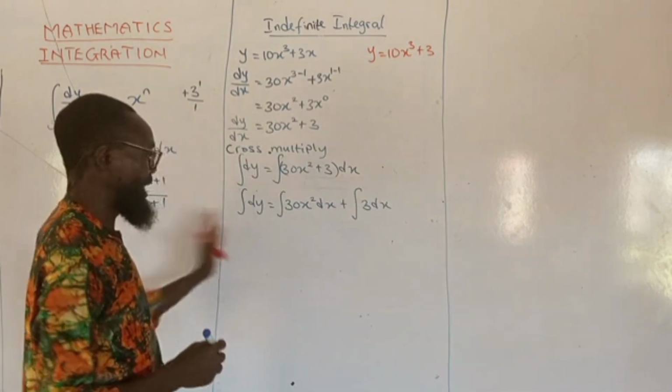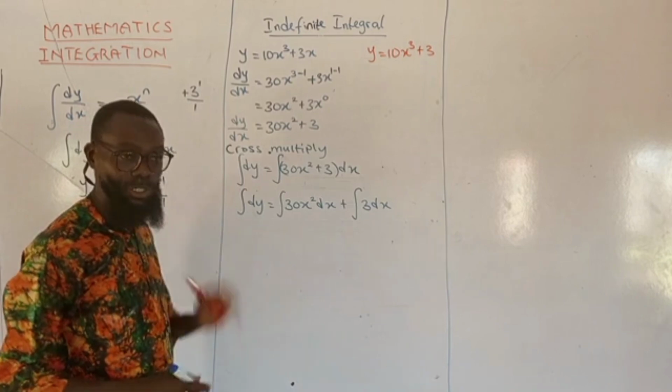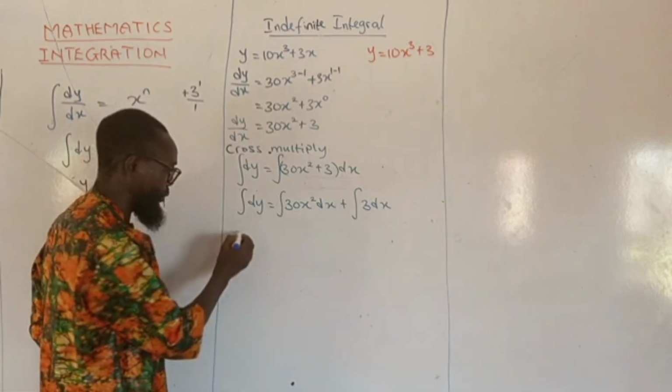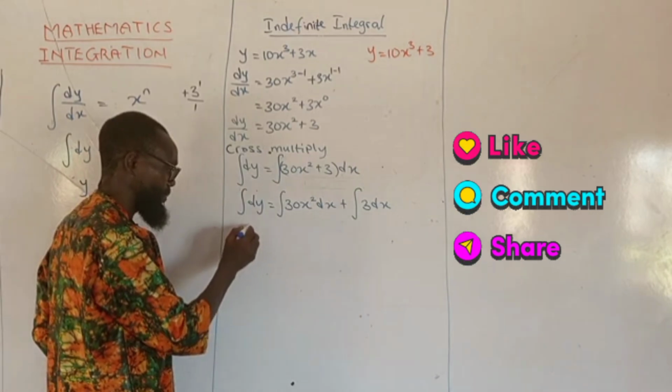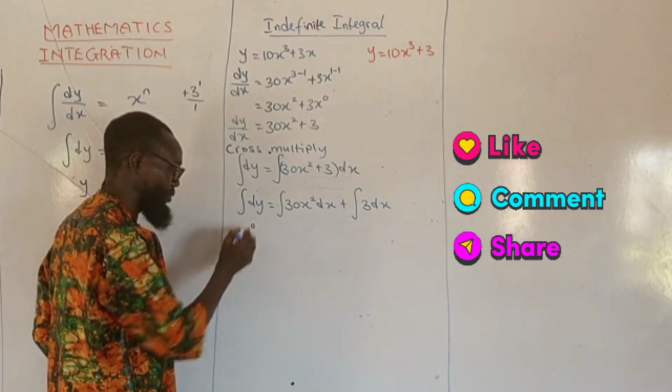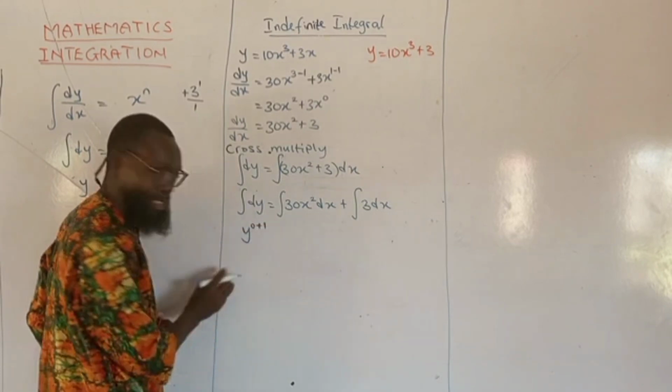Since there is no value here at the left hand side, let's assume it's 1. So we're going to have y, and y is carrying the power of 1. And don't forget, x power 0 is 1. Then add your 1 to it.